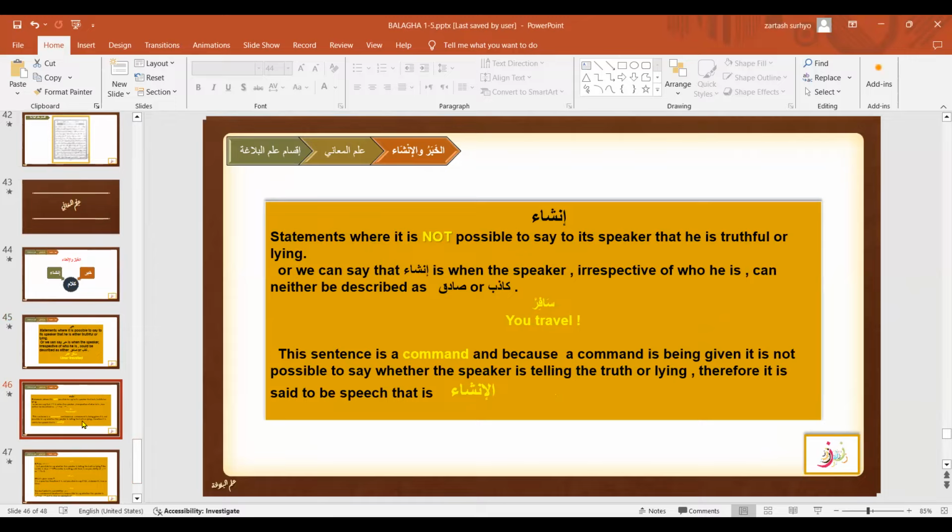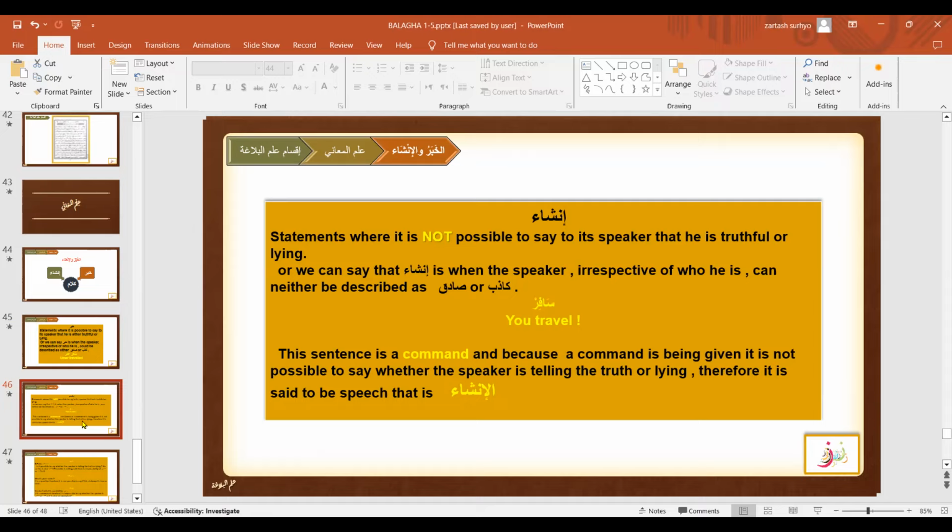Insha. So what is insha? Insha are those statements where it is not possible to say to its speaker that he is truthful or he's lying. Or we can say that insha is where the speaker, irrespective of who he is, cannot be described as Sadiq or Kazib.